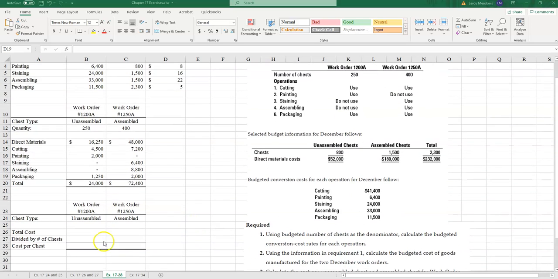So what I'm going to do is I'm simply going to take my total cost, and let's look at work order 1200A first. I'm going to take my total cost associated with 1200A, which is 24,000, and I'm going to divide that by the number of chests in work order A, which is 250. So when I do that, I'm going to get a cost per chest of $96. Now let's look at work order 1250A. My total cost associated with work order 1250A, $72,400.